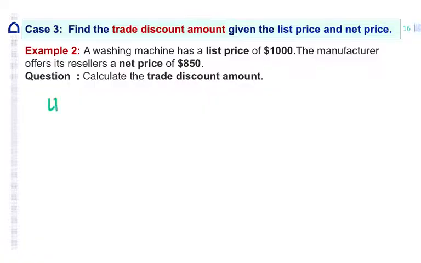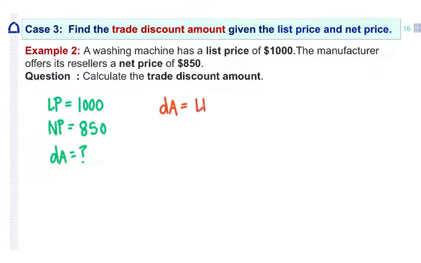So here's another example like that. They tell us the expensive price of a washing machine is $1,000, and the net price, which is the cheaper price, is $850. So what was the discount amount? And it's this formula: discount amount is the expensive price minus the cheaper price, list price minus net price. So $1,000 minus $850. In this case, the discount amount was $150.